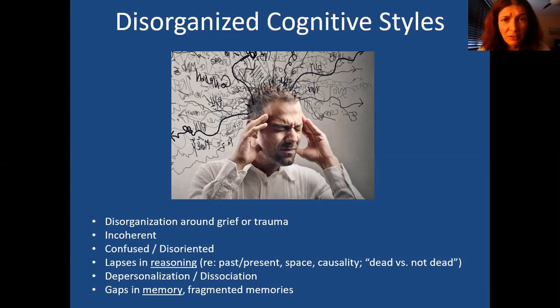Again, depersonalization, dissociation. Definitely gaps in memory, right? So if things were really traumatic, you may not have encoded them in your memory very clearly. So it may be hard to remember stuff from the past. And sometimes things will trigger it and the memories will come back to you. But sometimes it's pretty common not to be able to remember stuff, okay?